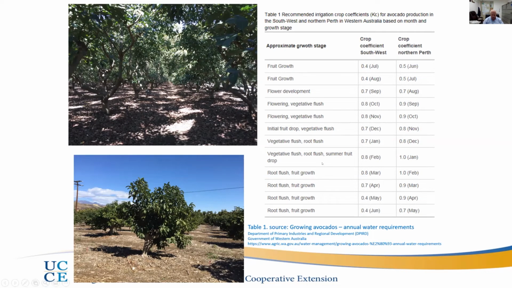If the field is too wet, definitely the trees are not using that water. If the soil is relatively good and I'm applying the right amount of water, then I'm making the right decision. So the crop coefficient has to be adjusted based on your local conditions.